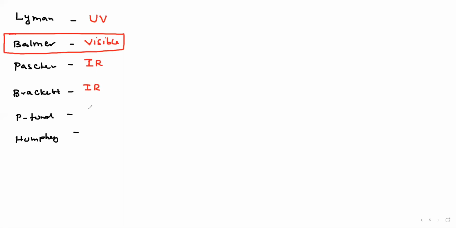Now, in the exam, they ask which is under the category of visible series. The answer is the Balmer series. Now I'm going to go to the direct formula to find the wavelength. Before that, I'm going to tell you the number of spectral lines.